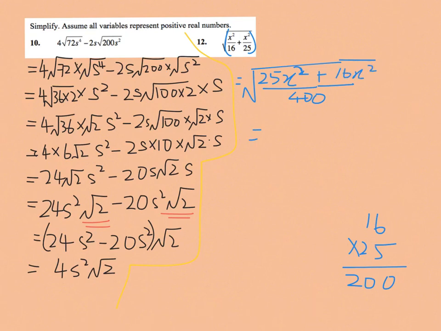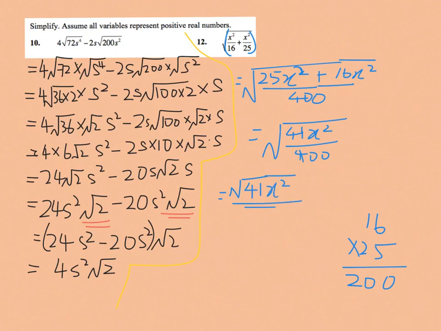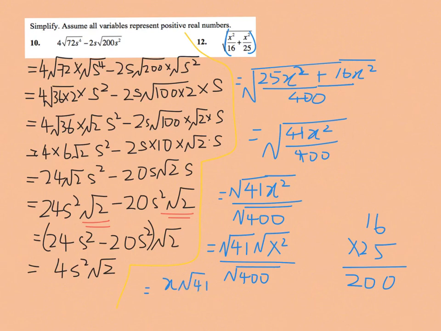So now I can combine the two terms. I end up with the square root of 41x squared over 400. And I will have to apply the quotient of radicals property to get the square root of 41x squared over the square root of 400. And now I apply the product of radicals property to give me the square root of 41 times the square root of x squared, over the square root of 400, which equals 20. So I'll end up with x root 41 over 20.